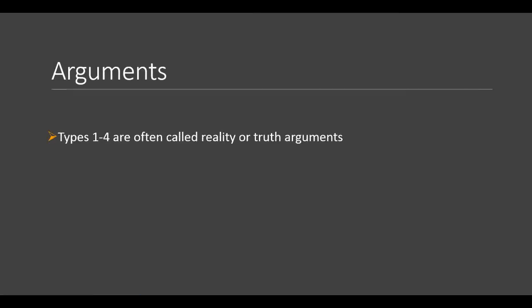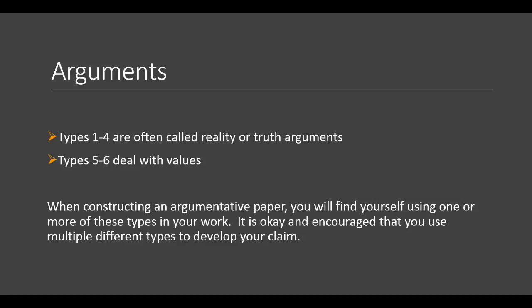Argument types 1 through 4 are often called reality or truth arguments. In such arguments, people question the way things are, were, or will be. They are disagreeing about the nature of reality. In contrast, argument types 5 through 6 deal with values, what people consider important, good, or worth doing. When constructing an argumentative paper, you will find yourself using one or more of these types in your work. It is okay and encouraged that you use multiple different types to develop your claim.